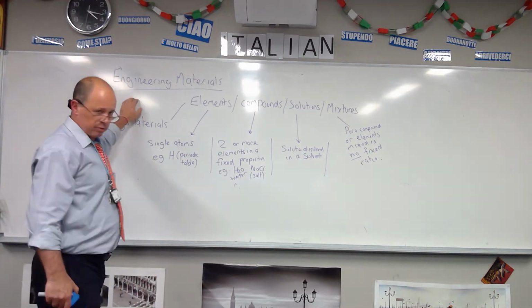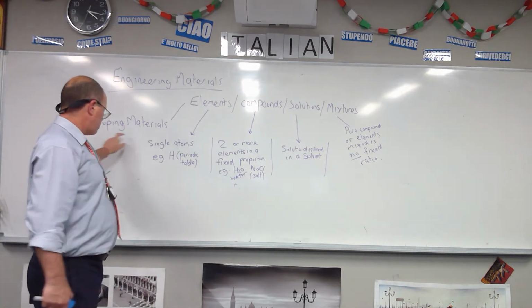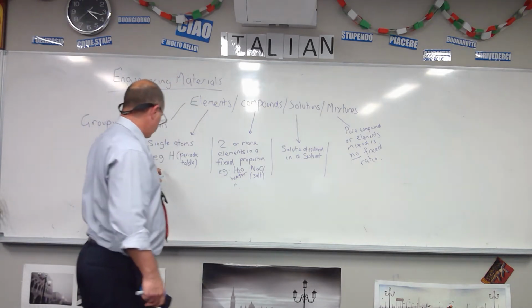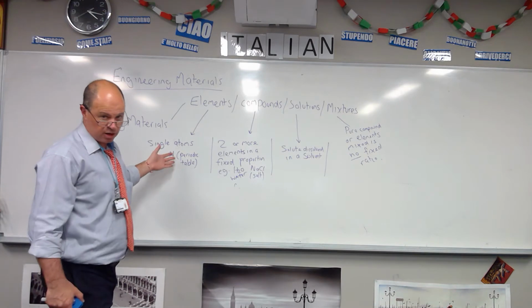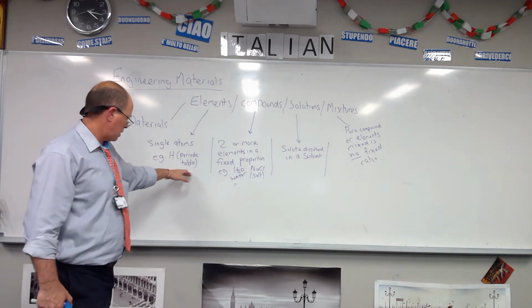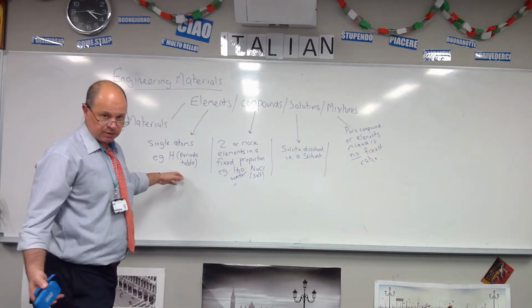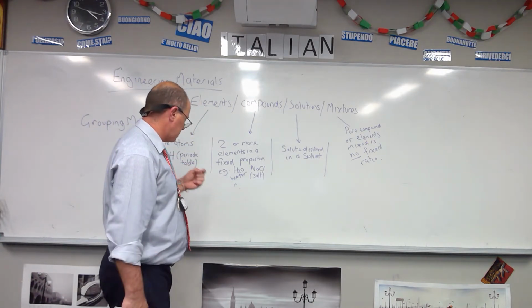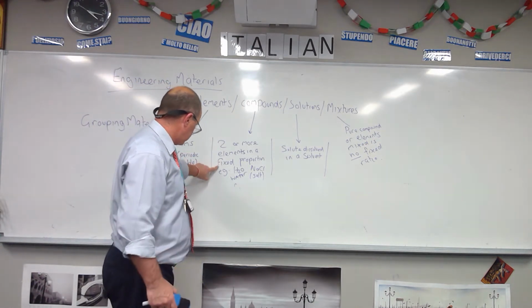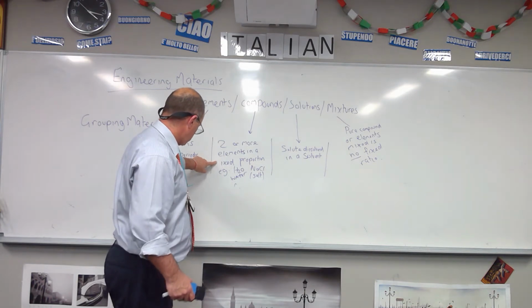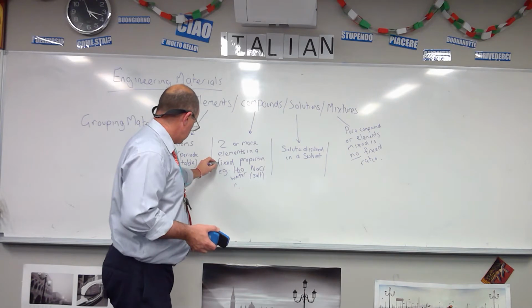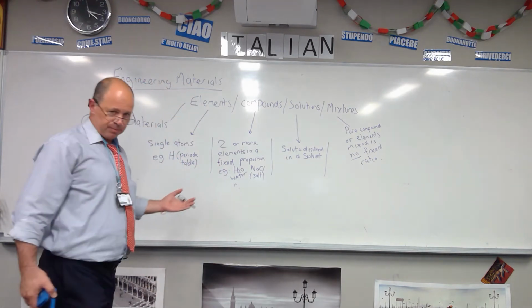We've got engineering materials, grouping of materials. So the first things that we're looking at are elements, and an element is a single atom, such as hydrogen, anything that's on the periodic table, which gives us all our elements. We've got compounds, which is two or more elements in a fixed proportion.